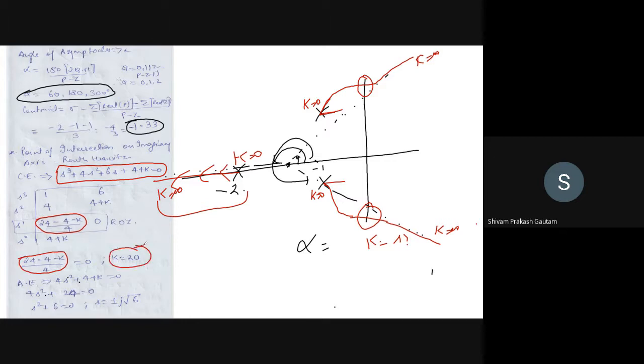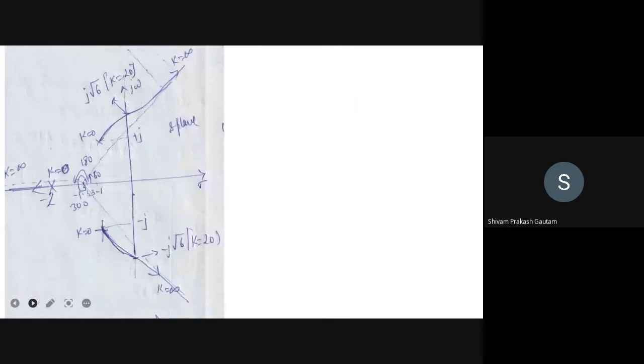Gain k is equal to 20. That means at this point the value of gain k is 20. So how can you calculate the value of s? You can take the auxiliary equation from here and substitute the value of k. So s will be plus minus j root 6. Here the value will be plus j root 6 and here minus j root 6. I hope this is making sense, and this is the final root locus you can see.